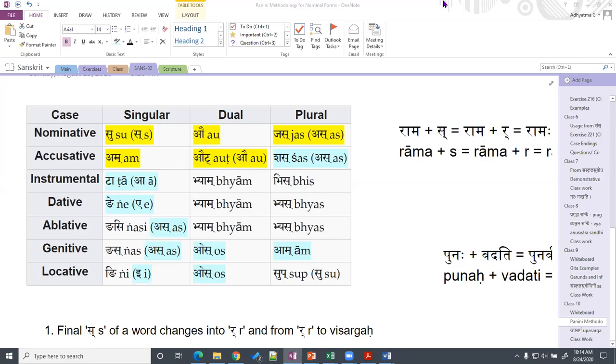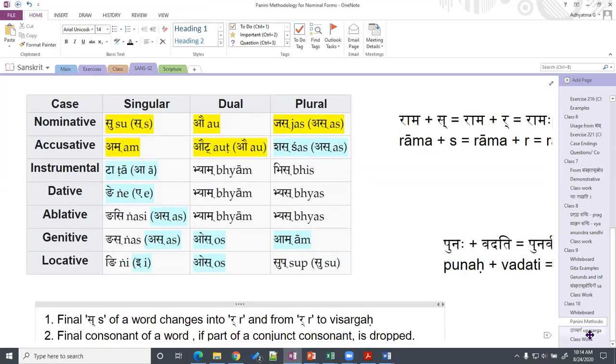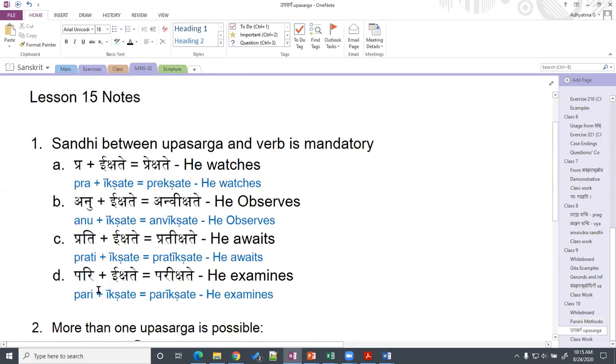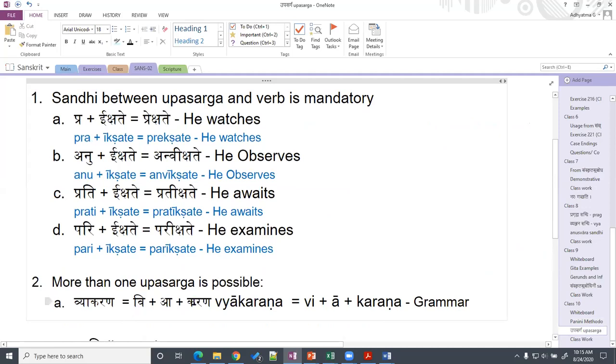So there is a question here. Grammar is Vi plus separation plus Akarana plus sound. So grammar, this word, Vyakarana, Vi-A-Karana, these are the two prefixes, Vi and A, and Karana. Karana is to do. Literally, it means to take it apart in a very special manner.